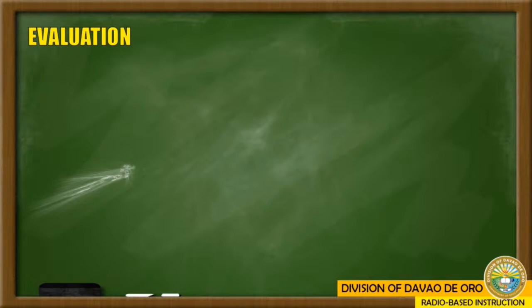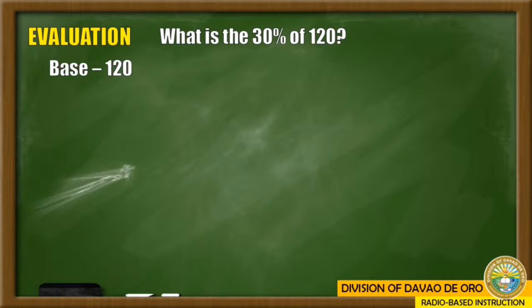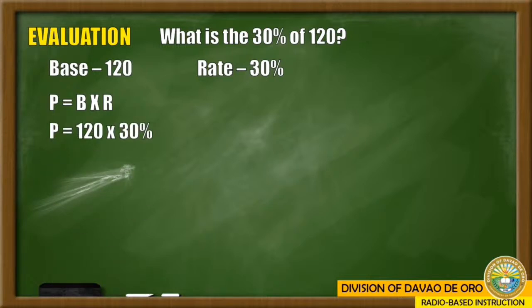Okay, let us check your work. Number 1, what is 30% of 120? So our base is 120 and our rate is 30%. Then we will write the formula. Percentage is equal to base times rate. Then we will put the values of base and rate. Percentage is equal to 120 times 30%.